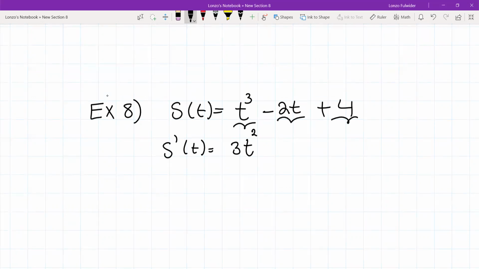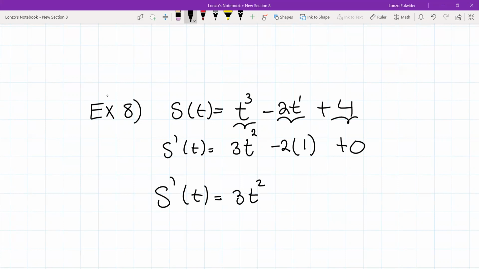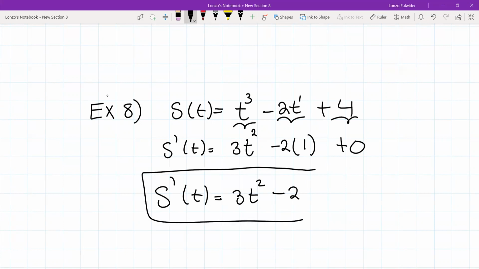Okay, and then the derivative of negative 2t. -2 is a constant, and the derivative of t to the 1 is just 1. And then the derivative of 4, a constant, is going to be 0. So when you put that all together, you get s prime of t equals 3t squared minus 2 plus 0. So this is your final answer.